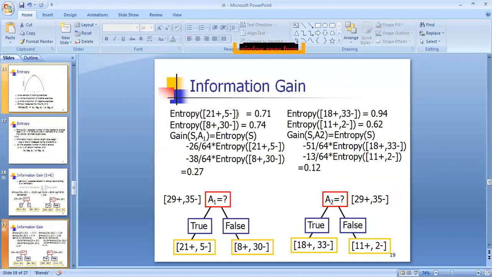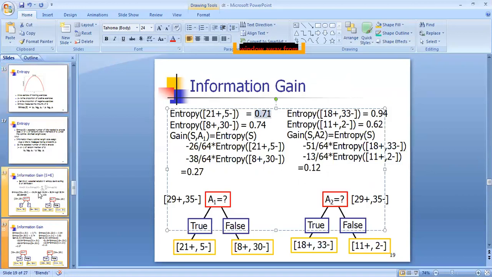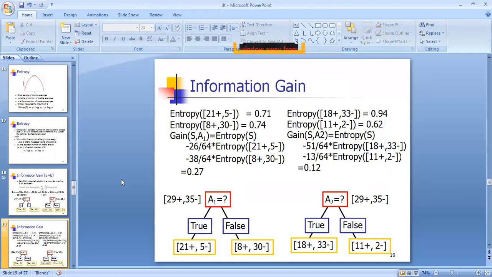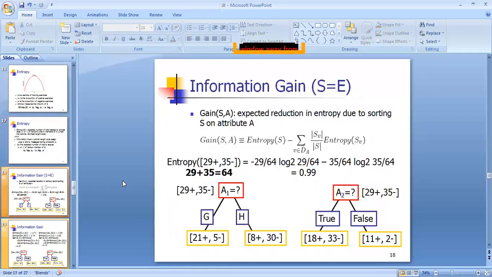So 21 plus, 5 minus gives you 0.71. How do you do it? The same formula: minus 21 divided by 27, like that. Similarly, entropy of 8 plus 30 minus will get you 0.74. Now you come for the last one: gain of S, A is equal to entropy of S minus. How do you take the entropy? You calculate it for all four concepts using the same entropy.